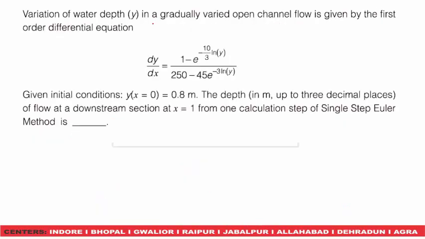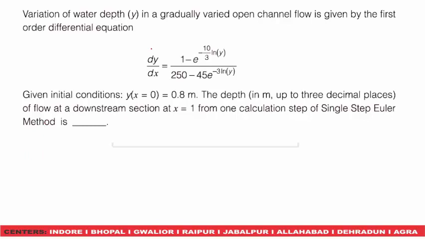The next question is, variation of water depth Y in a gradually varied open channel flow is given by the first order differential equation. This is the relation. Given initial condition Y at x equal to 0 is 0.8 meter, the depth of flow at a downstream section at x equal to 1 from one calculation step of single step Euler method is.